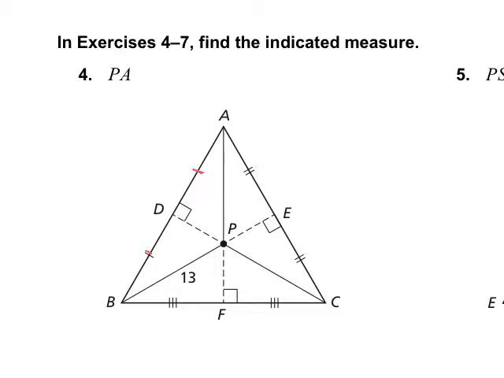So P is the circumcenter. I know it didn't tell me to actually do that, but I'm just going to do it for my own sanity. And I know that the circumcenter is equidistant from the vertices. So PA, right here, is going to be equidistant to the one that's labeled for me, PB. So I know PA is going to be 13.